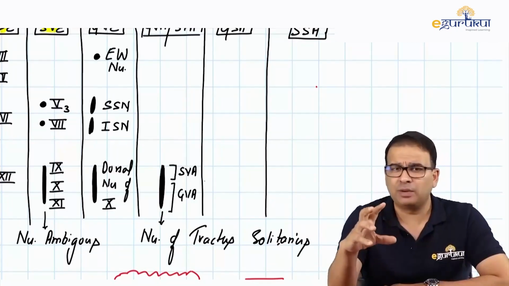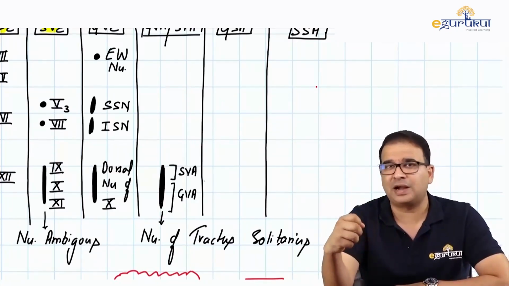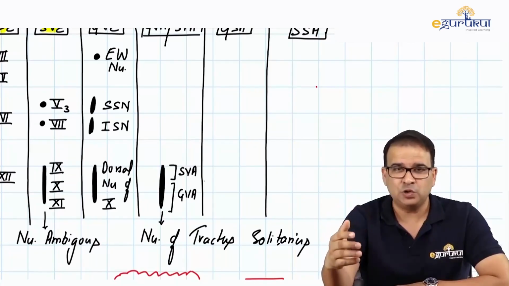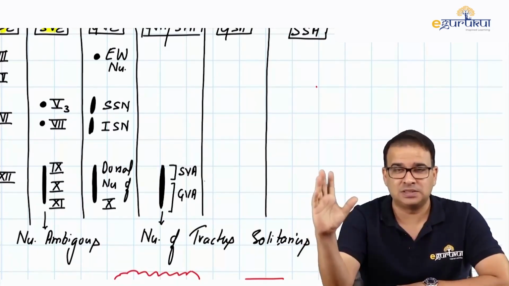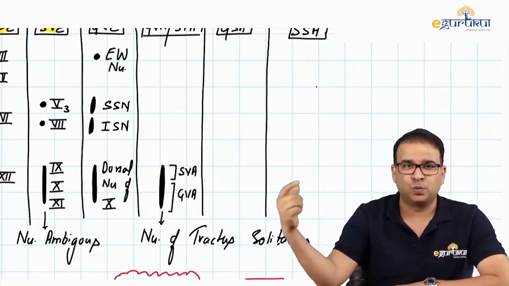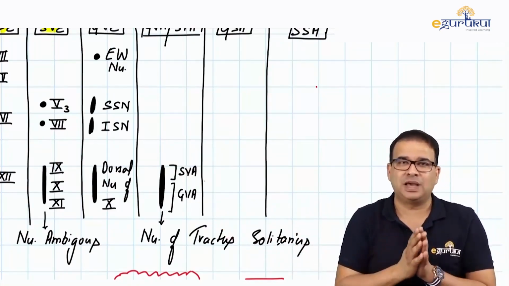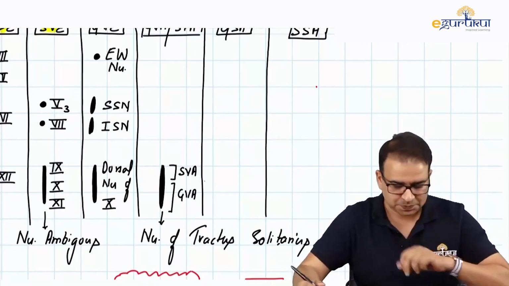And that's why it is so important, because imagine if there is an injury to the nucleus of tractus solitarius, then we are going to lose all the visceral sensation at once. Everything. Because there's one nucleus and that is the only nucleus we have for the two important columns.